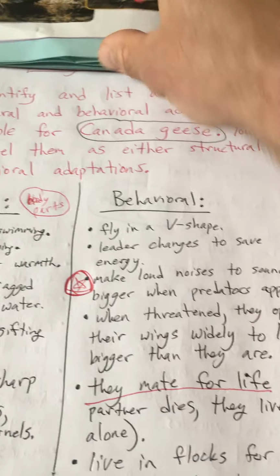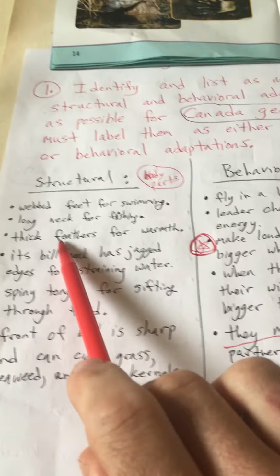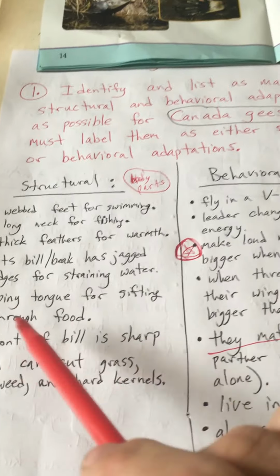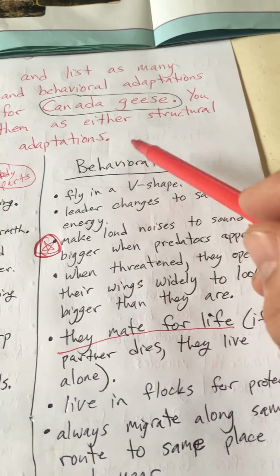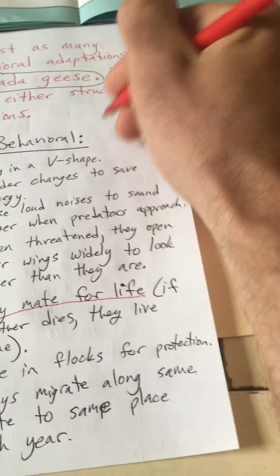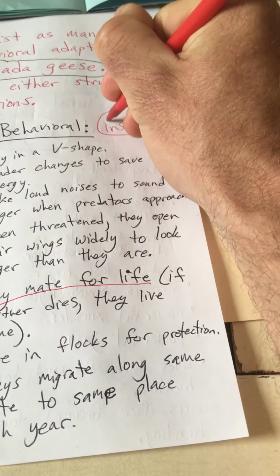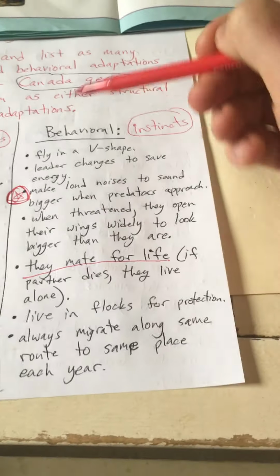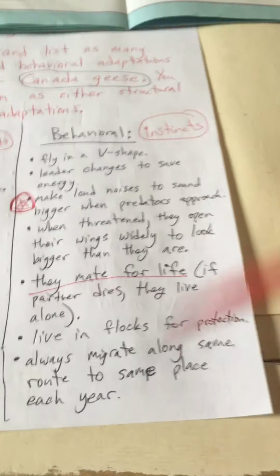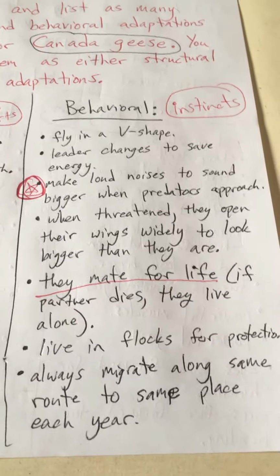So those are lists of some different structural adaptations or body parts that have helped those animals to be able to survive, and some of the different behaviors, which I find very, very interesting. Those are called instincts. And they are born knowing how to do that. They didn't have to learn this from their parents. They're born knowing how to do those behavioral adaptations.